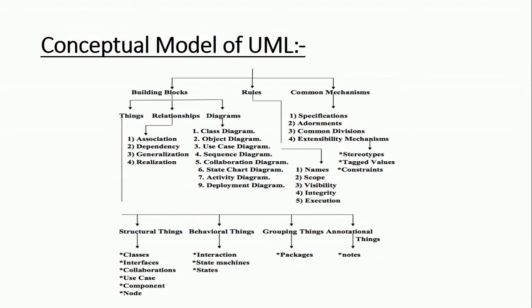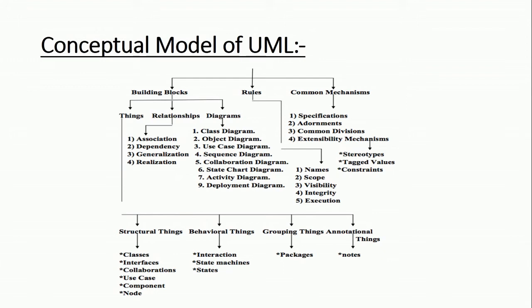There are various diagrams in the UML. So first is class diagram. A class diagram in UML is a type of static structure diagram that describes the structure of a system by showing the system's classes, their attributes, their operations, and the relationships among the objects.